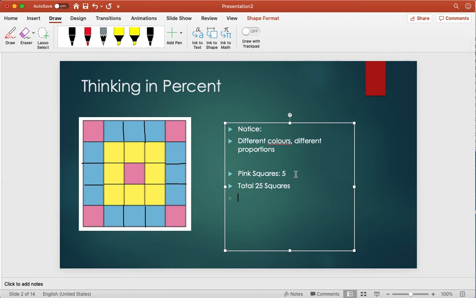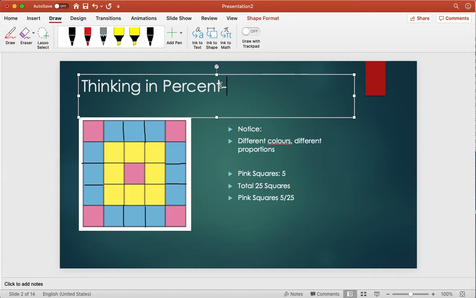Okay. So if there are 5 pink squares, and there's a total of, count them out, 1, 2, 3, 4, 5, of 25 squares, then for pink squares it is going to be 5 over 25. That's my fraction.